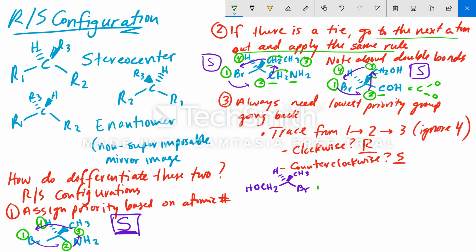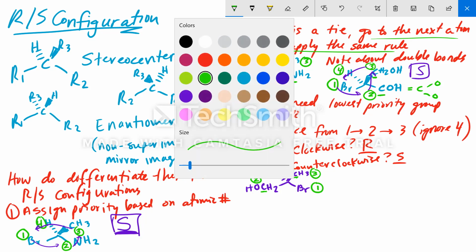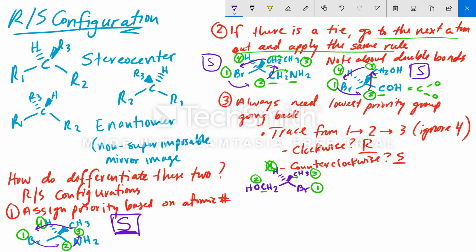Priority would be 1. Bromine has the highest atomic number. Carbon-carbon tie. Let's go out to the next atom. This is bound only to H's. This is bound to an oxygen. Oxygen beats a hydrogen. So this is 2, 3, and then the hydrogen's 4. But again, we ignore that fourth group for RS assignment. When we go 1 to 2, 2 to 3, 3 to 1, that's clockwise, R.